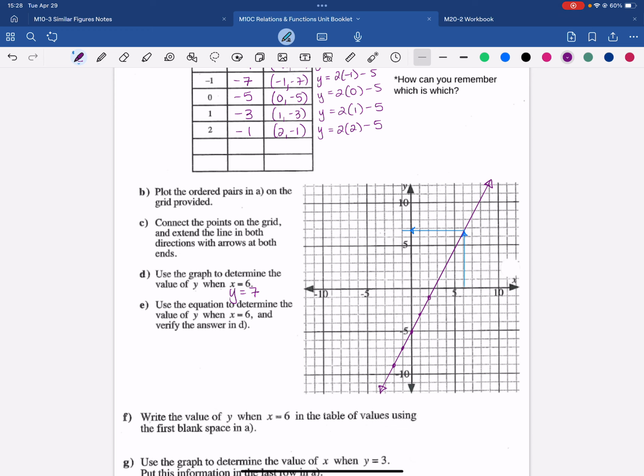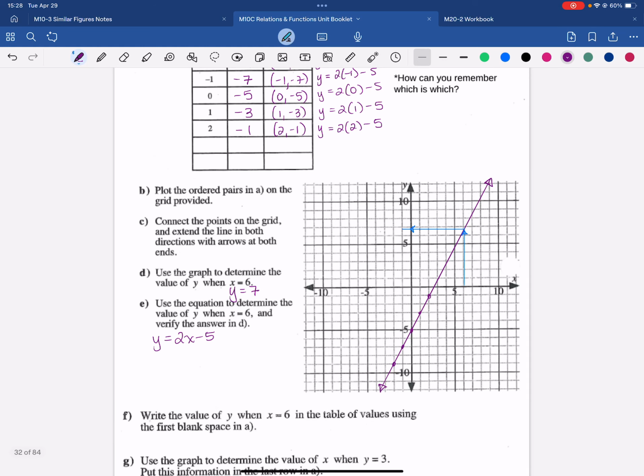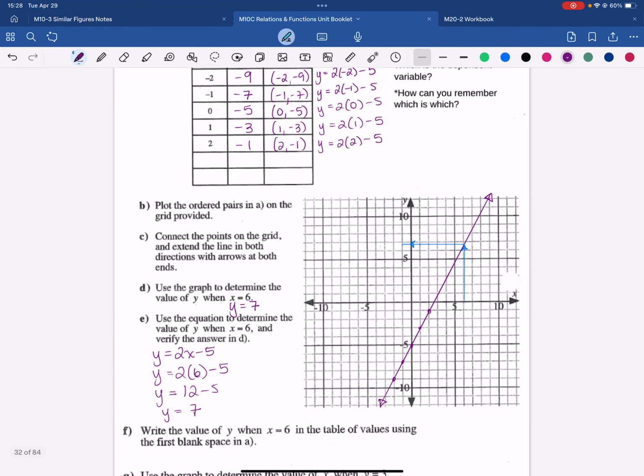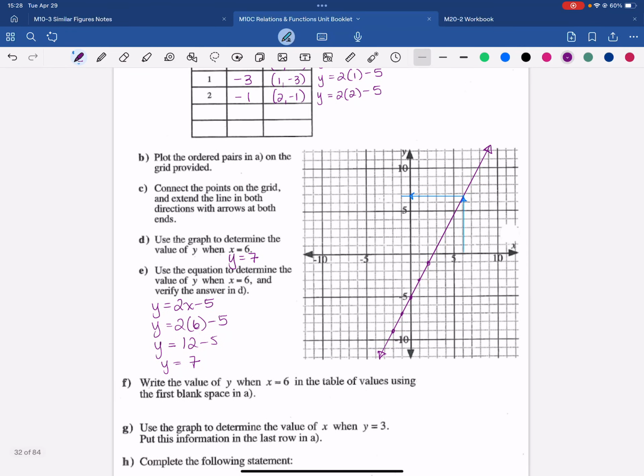Okay, so then use the equation to determine. That's what I just did to check mine. So we have y equals 2x minus 5 as our equation. We substitute, and we get 12 minus 5, which gives us 7. Okay, so if your graph is a little bit off, you can always double check using your equation. But in general, that's how we're going to look at it.